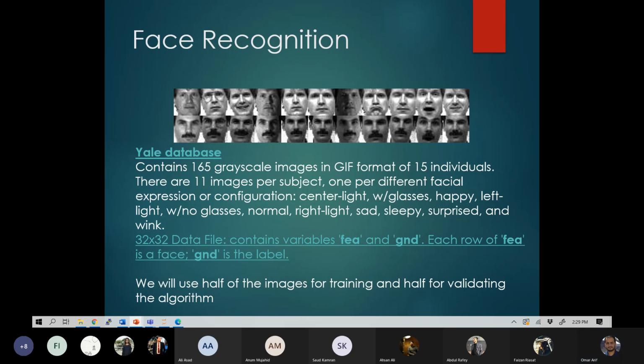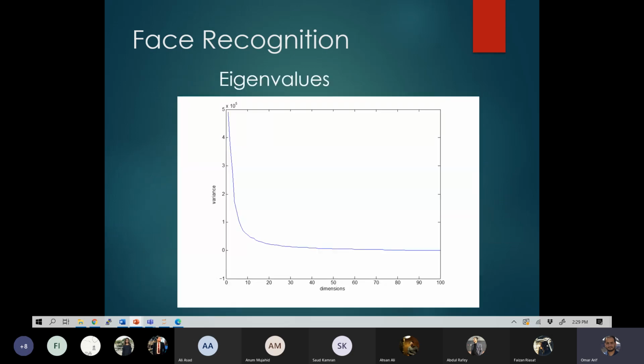Face recognition using principal component analysis. If you are given face images, and the objective is that if later on another face is given, you want to see which one from your data set it matches with. So if you do principal component analysis on this face data set, you will see the variances along different dimensions. So from here you can see that if you only keep the top 30 principal components, that is good enough. The rest are almost zero.